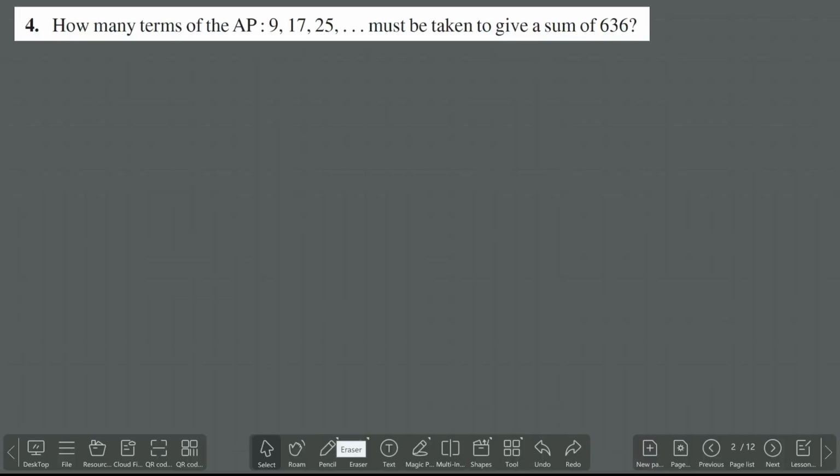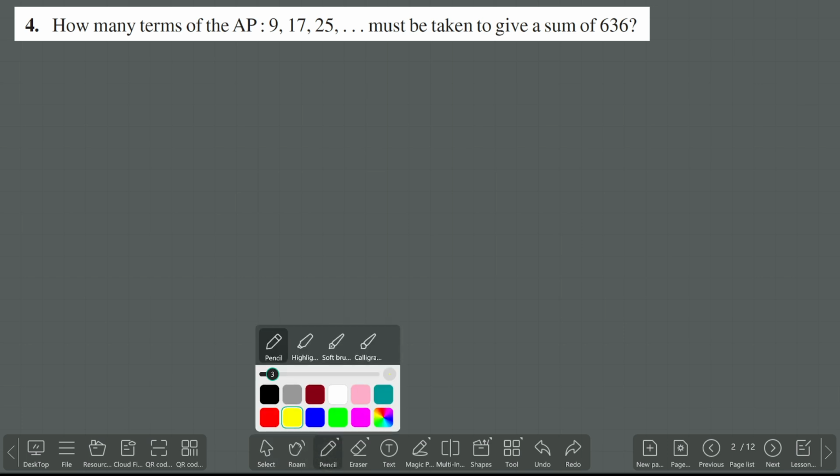The first three Romans we have completed. Now we are entering the 4th Roman, and in the 4th Roman we'll see the first question.